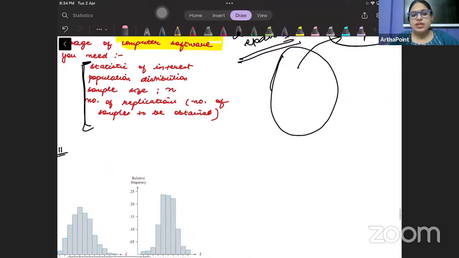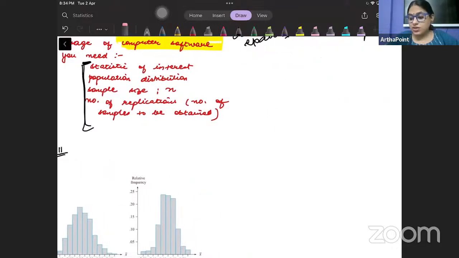So the first thing that we need is called the statistic of interest. मतलब what am I interested in? Am I interested in finding the means? Am I interested in finding the medians? Am I interested in finding the mode? What am I interested in finding? That's the first thing I want to know.